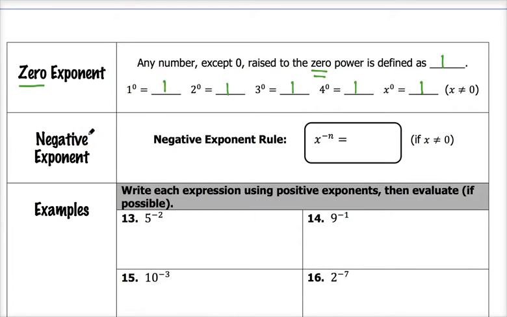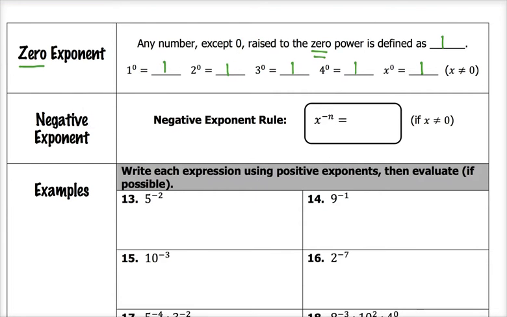The other property I want you to know is what's called the negative exponent property or negative exponent rule. And that says that if I have x raised to the negative n power, then I can write that as 1 over x to the positive n power. Okay, x to the negative n power equals 1 over x to the positive n power.